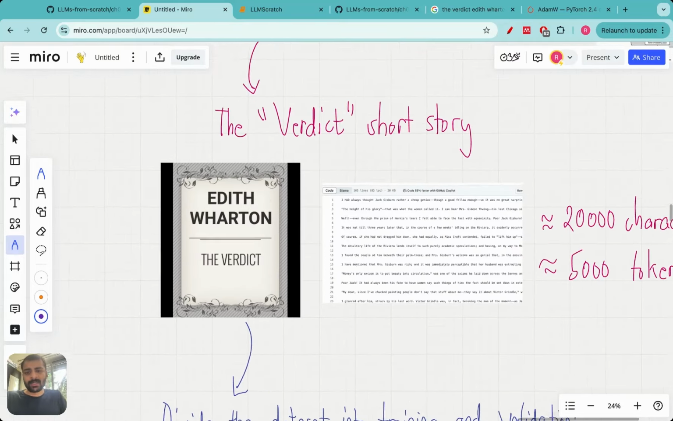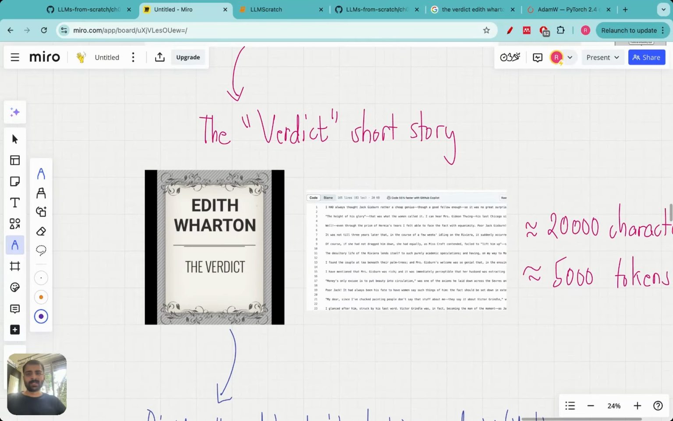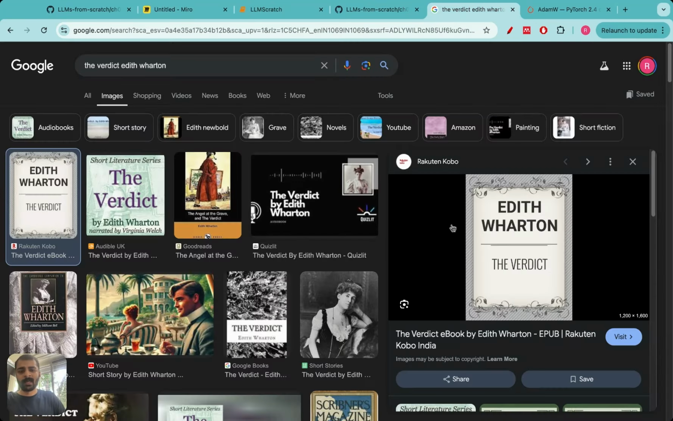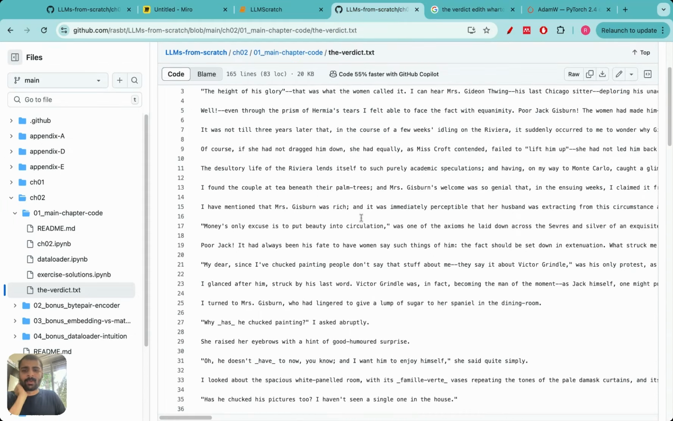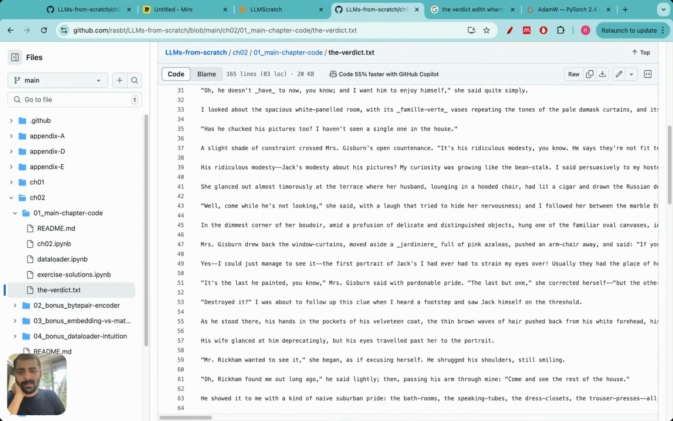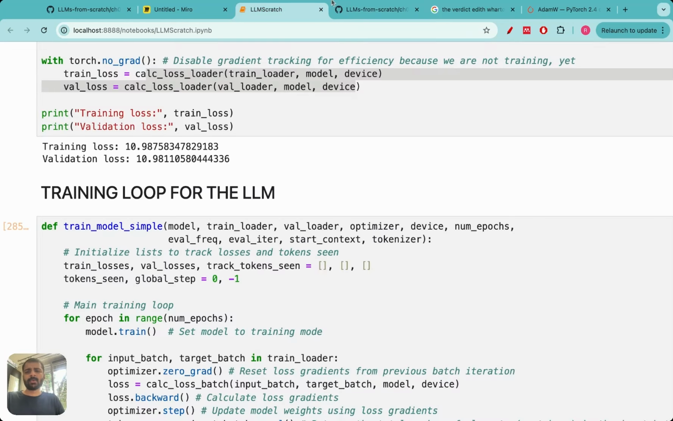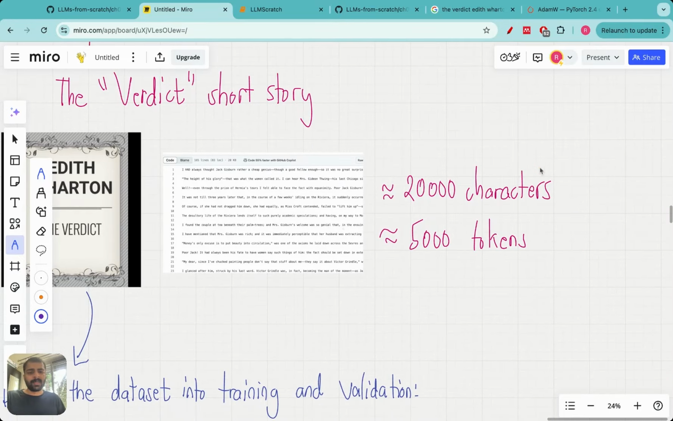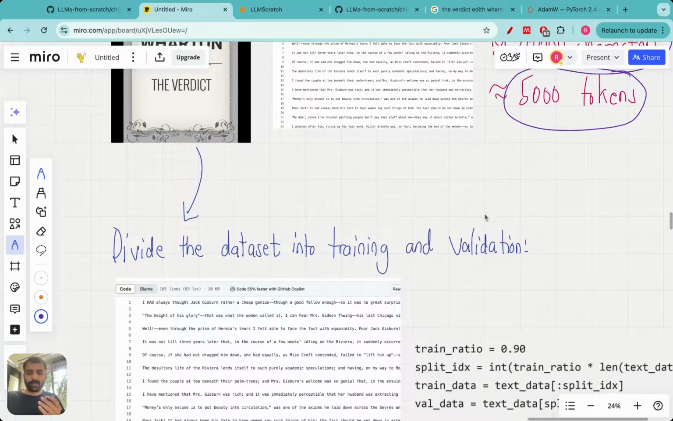In the last lecture, and as is the case with today's lecture, the data set which we are going to use is the book called The Verdict. It's a book which was written in 1906, and you can download this dataset completely. It's an open source dataset, and it's not too big. I think it has around 5,000 or 5,500 tokens. So it has around 20,000 characters and 5,000 tokens. That's the dataset we are going to use.